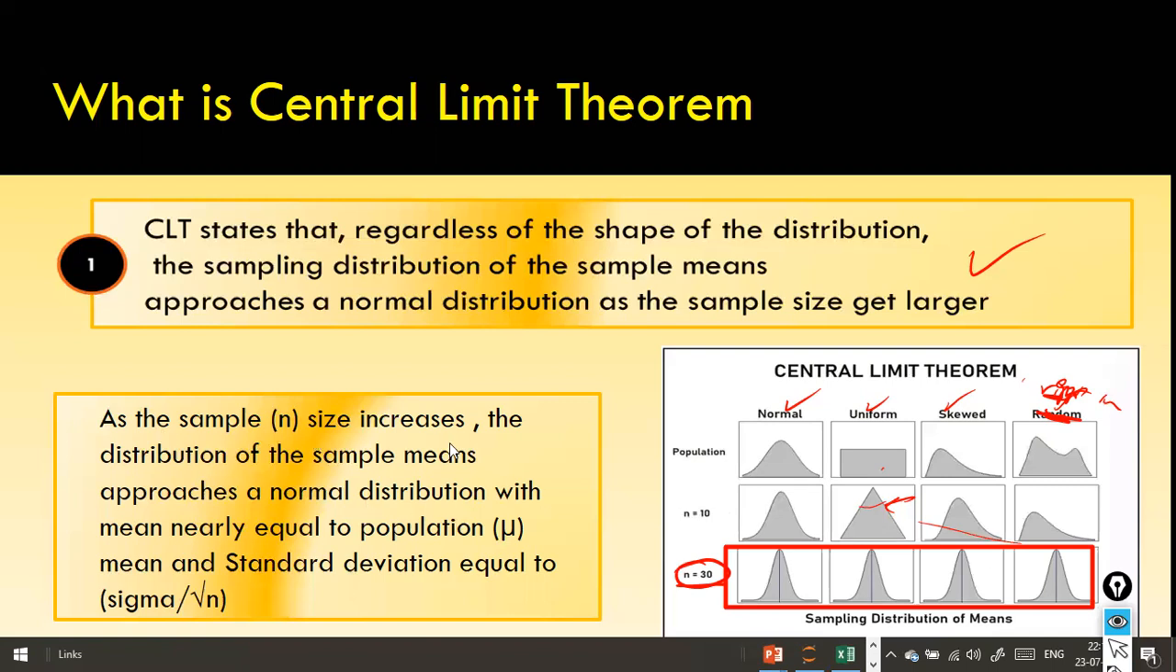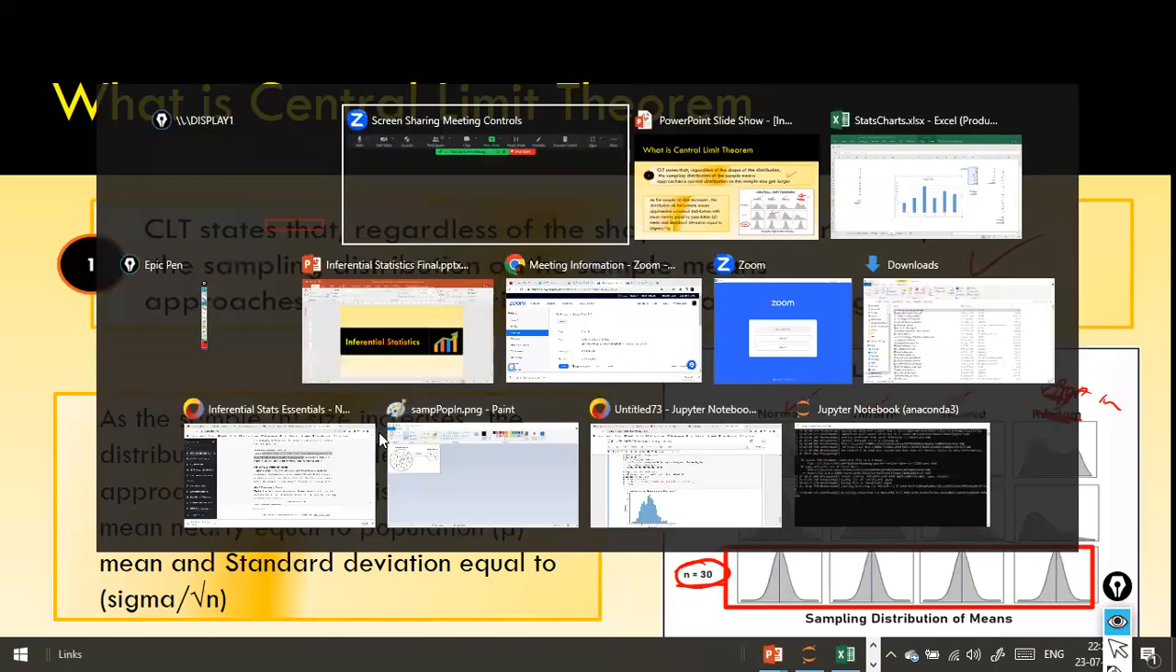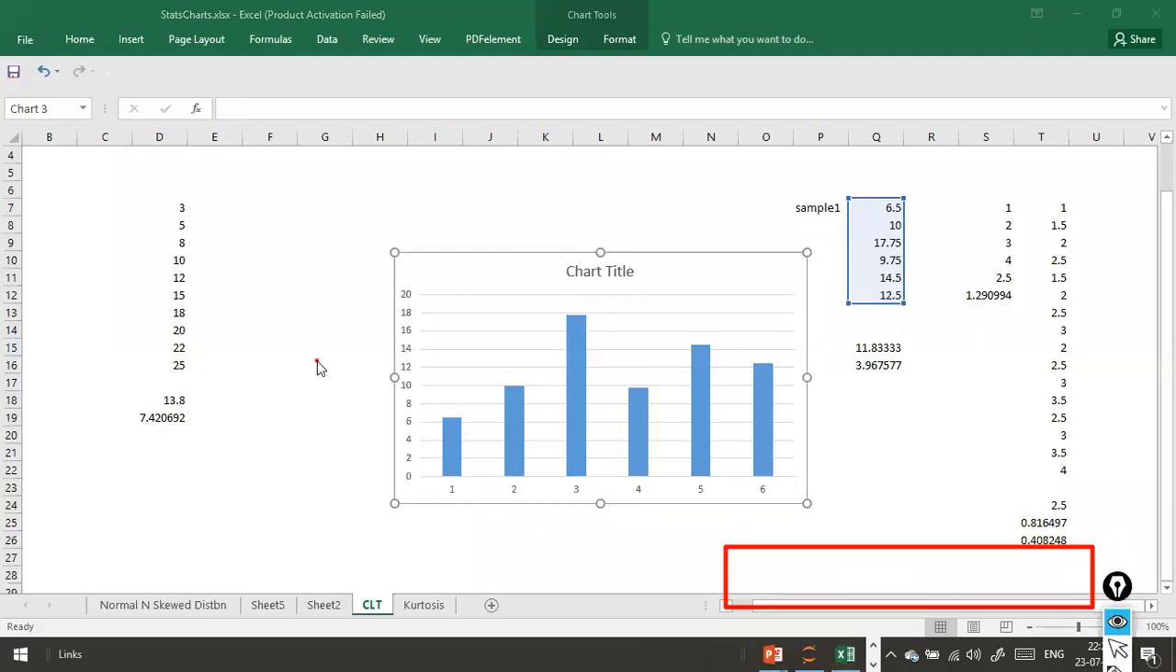So that's what it is. As the sample size increases, the distribution of sample means, this is another thing, approaches a normal distribution. The sample means also approach the normal distribution with the mean nearly equal to the population mean and standard deviation equal to sigma divided by square root of n. So, what I will do is, I will just show you with this example.